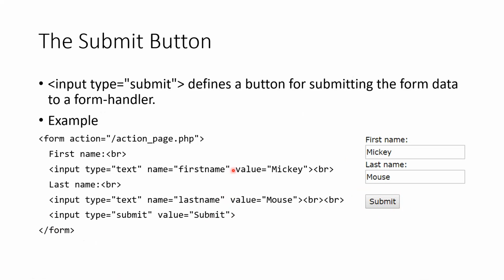Previously we have already seen the text boxes, where input type is text. The second one also has input type text. The last one is submit, which will create a submit button where you can actually submit this.